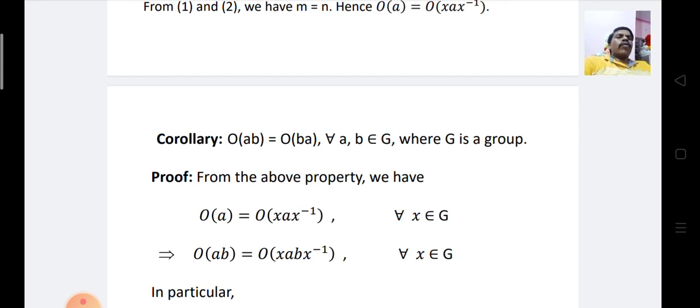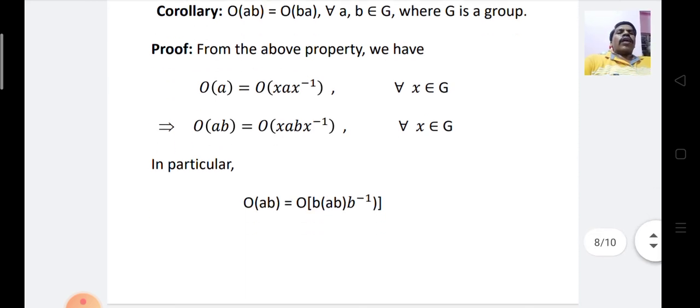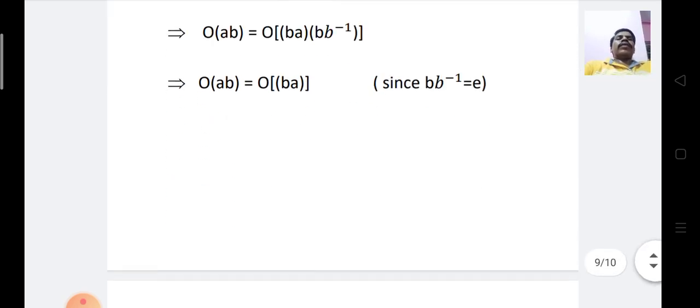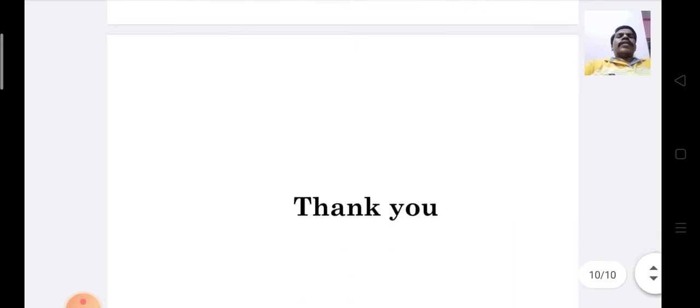Now by using the above property we write order of a is always equal to order of x a x inverse for all x belonging to G, which implies order of AB is equal to order of x AB x inverse. In particular, if we take x equal to b, we get order of AB is equal to order of b AB b inverse, which implies order of AB is equal to order of BA times b b inverse, or order of AB is equal to order of BA, since b b inverse is always equal to the identity element.